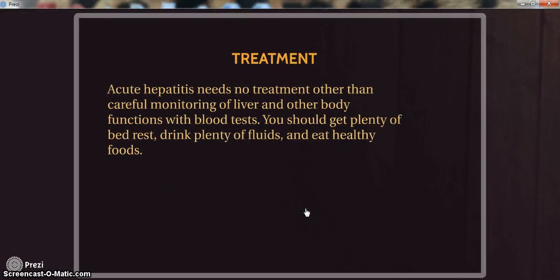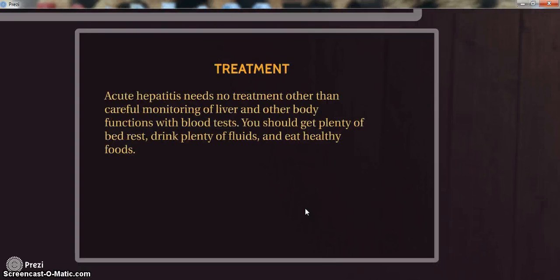The treatment for this disease is plenty of bed rest, drinking plenty of fluid, and eating healthy foods. Acute hepatitis B needs no treatment other than careful monitoring of liver and other body functions.